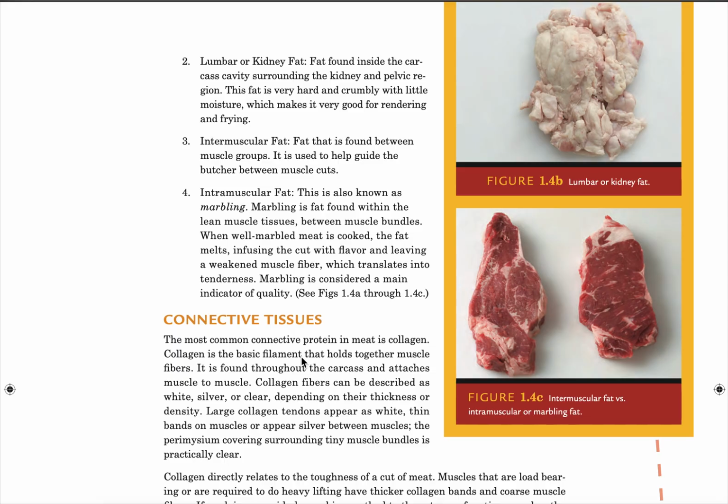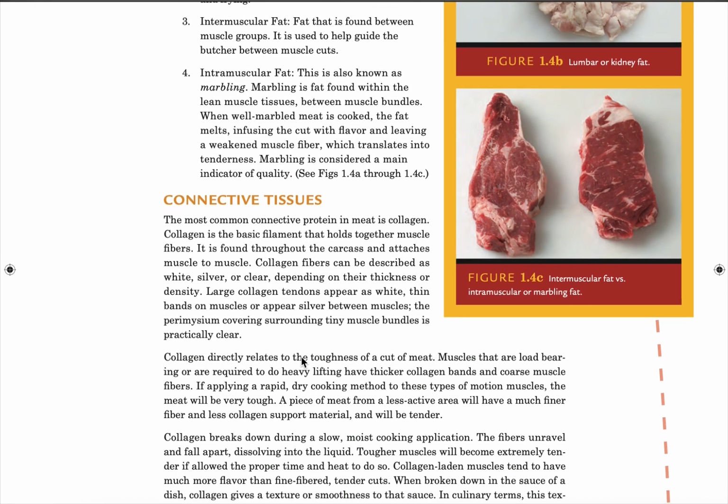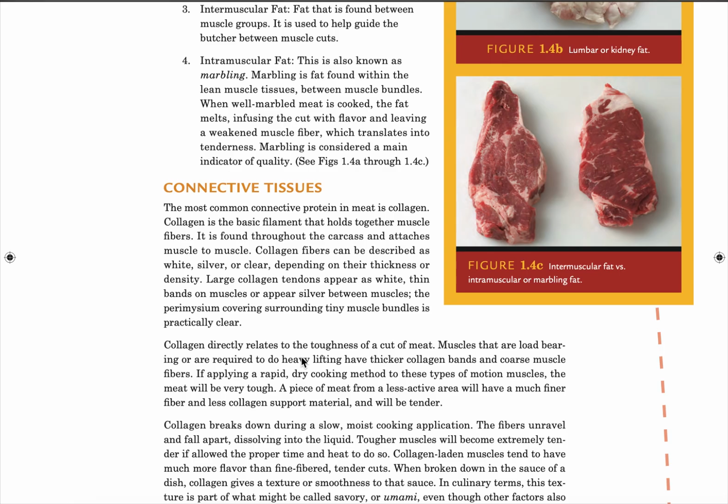2. Lumbar or kidney fat. Fat found inside the carcass cavity surrounding the kidney and pelvic region. This fat is very hard and crumbly with little moisture, which makes it very good for rendering and frying.